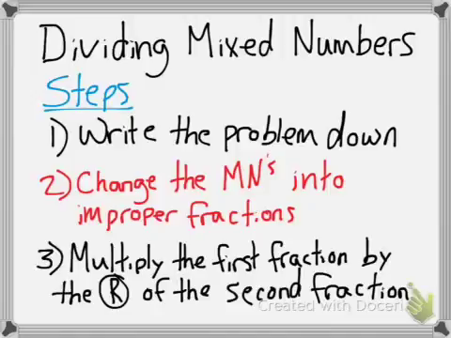Now let's look at dividing mixed numbers. There's only one step that makes dividing mixed numbers different than dividing fractions, and that's the step of changing the mixed number into a fraction, in this case, an improper fraction. So step 1 is write the problem down. Step 2 is change the mixed numbers into improper fractions. You're actually going to rewrite the problem, changing the mixed numbers into improper fractions. And the third step is just like dividing fractions: multiply the first fraction by the reciprocal of the second fraction.